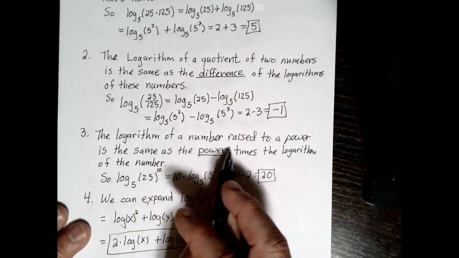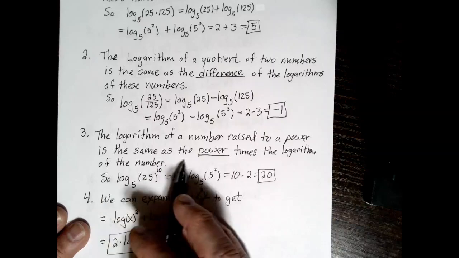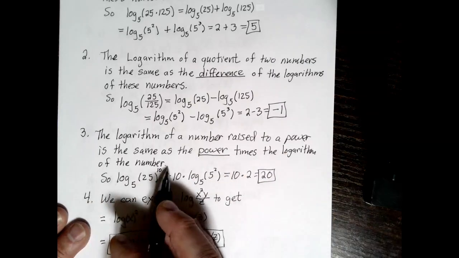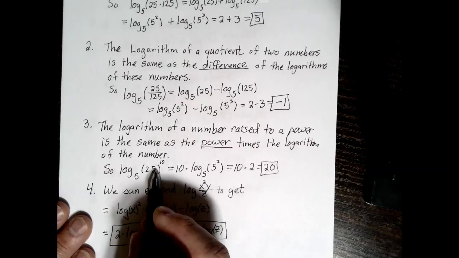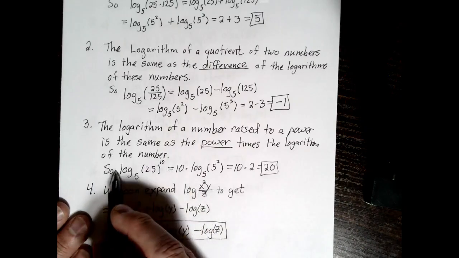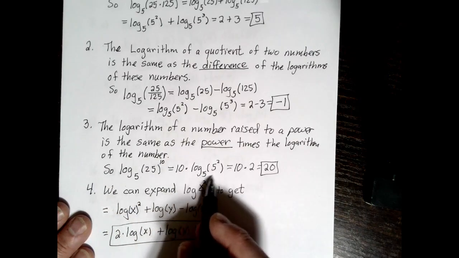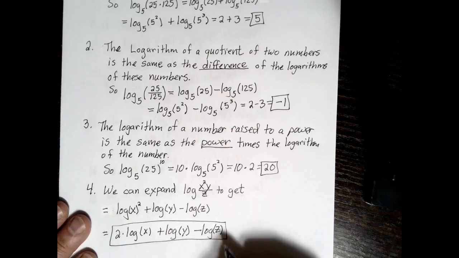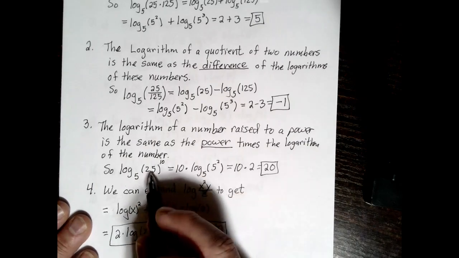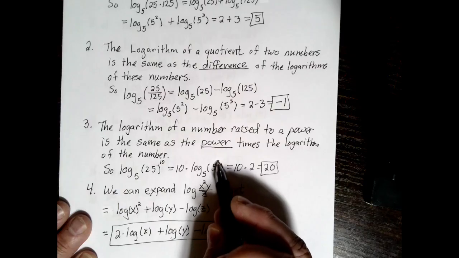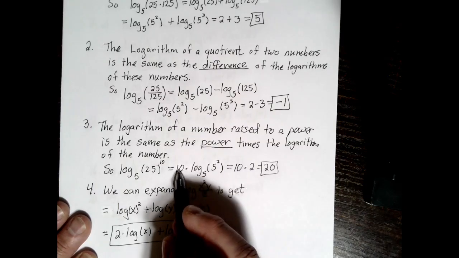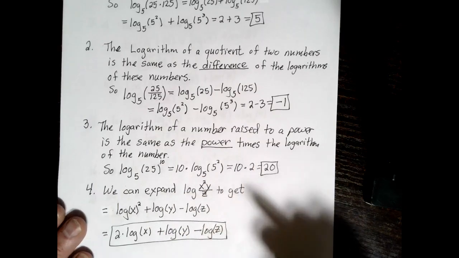The logarithm of a number raised to a power is the same as the power times the logarithm of that number. So in other words, log base 5 of 25 to the 10, you can bring that 10 out front, and in this part hopefully it will simplify. It doesn't always, but in this case it does. 25 is 5 squared. Since those two match, the answer for this portion is just 2, and you still have the times 10 out in front, so your answer is 20.